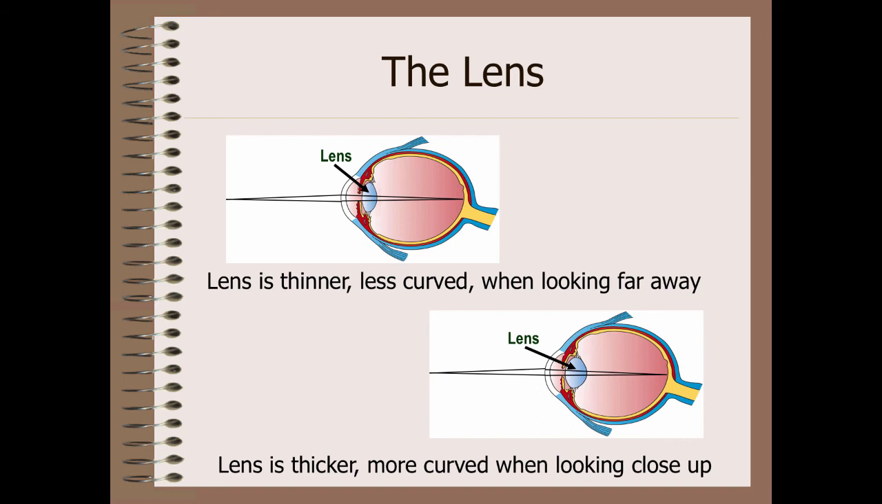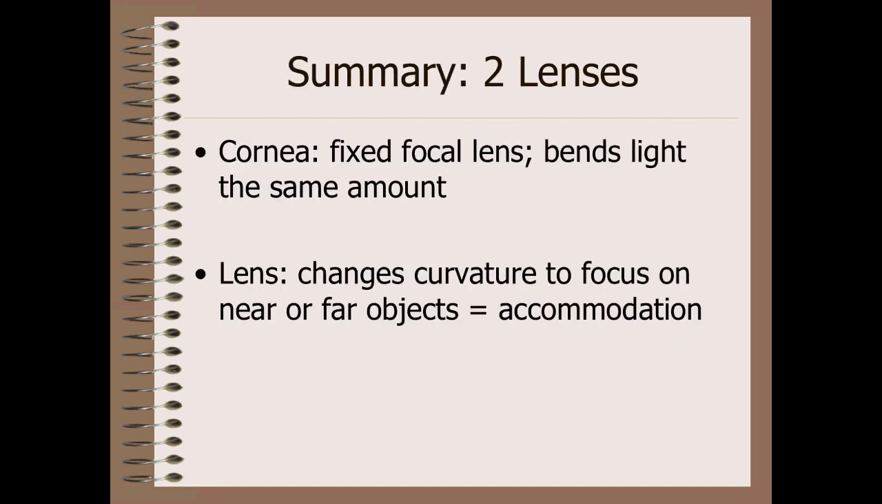When we are looking at something that is far away, the lens is thinner or less curved. When we are focusing on something that is close up, the lens becomes thicker and more curved. So the cornea is a fixed lens that bends light the same amount. It focuses about 80% of the light coming into the eye. The lens, on the other hand, changes its curvature to focus on near or far objects. This is called accommodation and results in the other 20% of the focusing of light by the eye. So without the cornea, we wouldn't really be able to see anything. Without the lens, we just wouldn't be able to see objects close up very well.